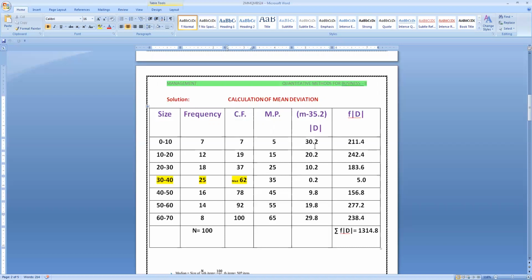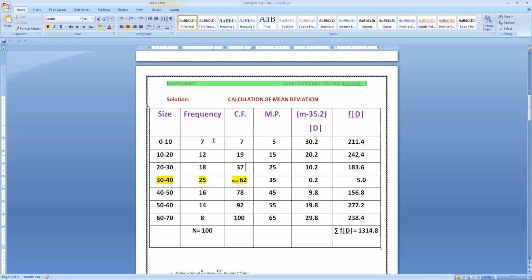5 minus 35.2, it is 30.2. 15 minus 35.2, it is 20.2. 25 minus 35.2 is 10.2, and 35 minus 35.2 is 0.2, 45 minus 35.2 is 9.8, 55 minus 35.2 is 19.8, and 65 minus 35.2 is 29.8. So these are all the deviation values. We require these deviation values to get the product for every row.